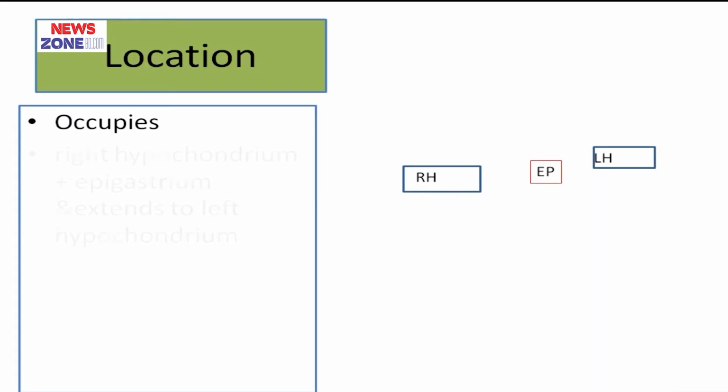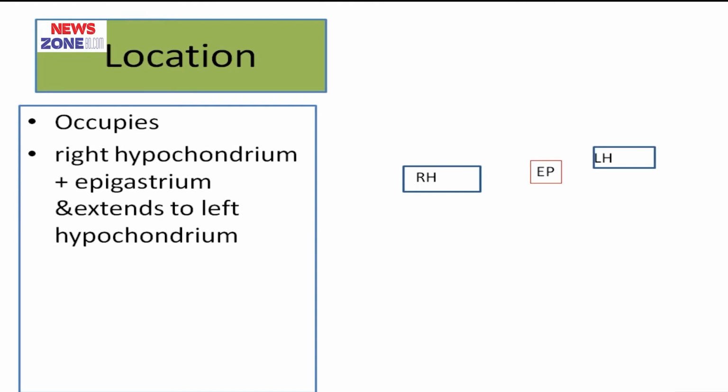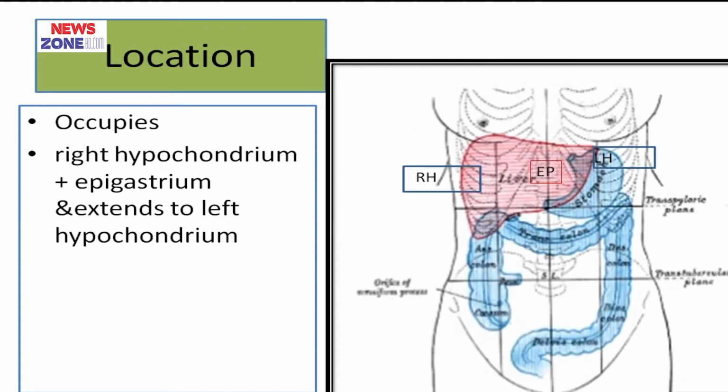Now, where is the liver present in the abdominal cavity? That is its location. The liver occupies the right hypochondrium and epigastric regions, and it also extends to the left hypochondriac region. The figure shows the abdominal cavity, which has nine regions; the upper three regions are the right hypochondrium, epigastric and left hypochondrium. The liver extends medial to the left midclavicular line.